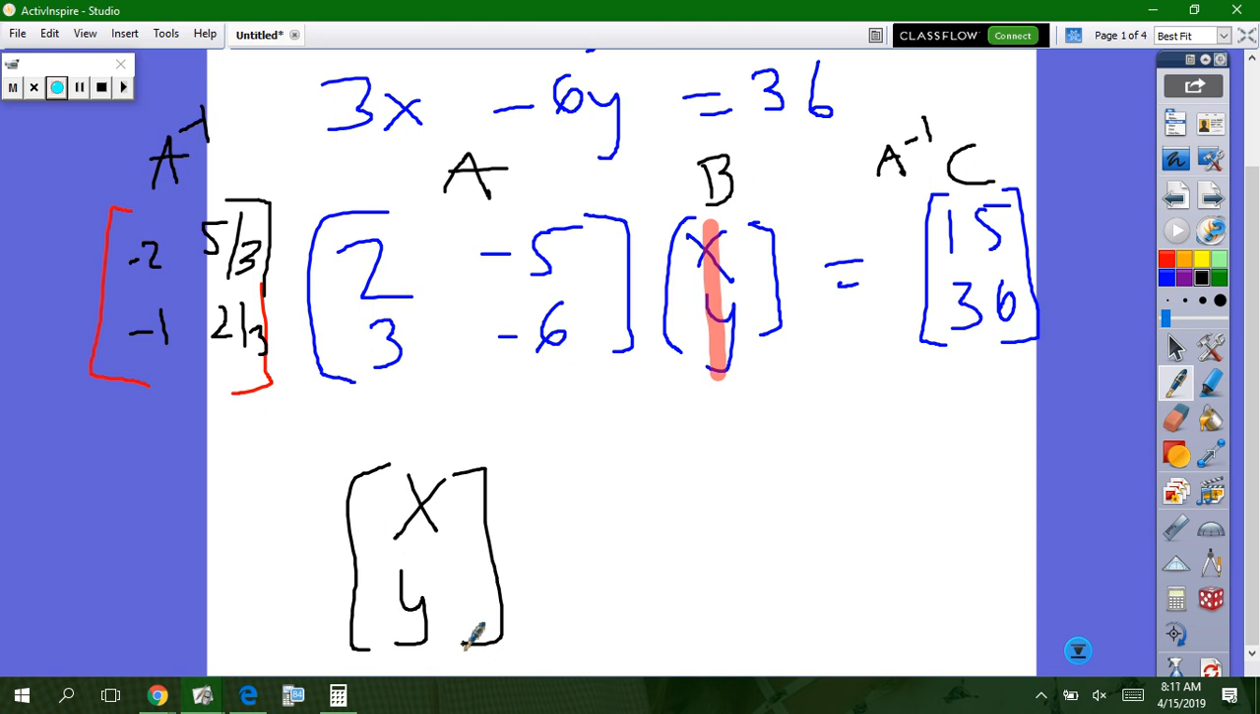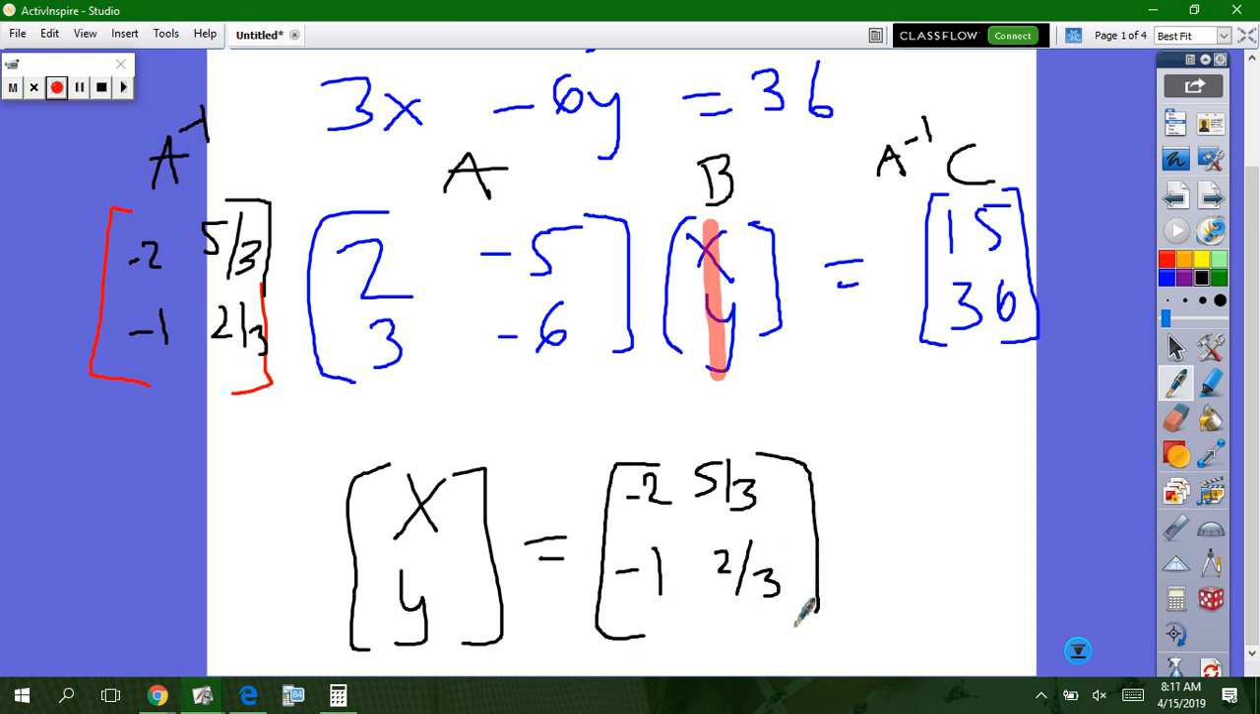We're solving. So what I'm doing, though, is that side is A's inverse, which is negative 2, 5/3, negative 1, and 2/3. And I'm going to multiply, that's A's inverse, by matrix C, which is 1536.